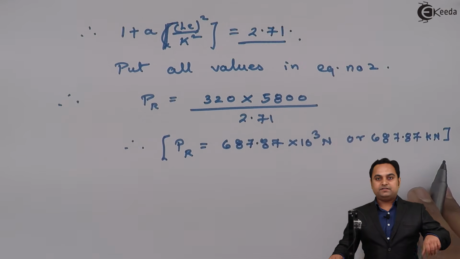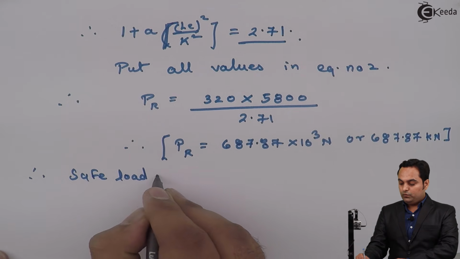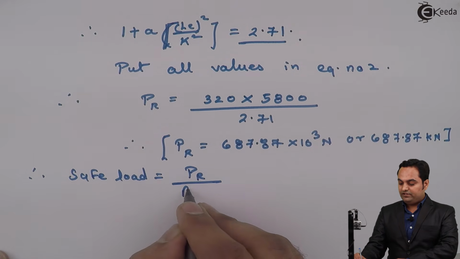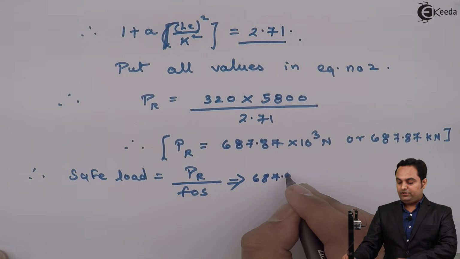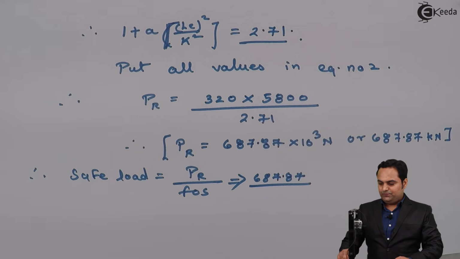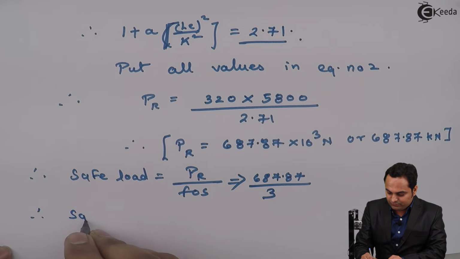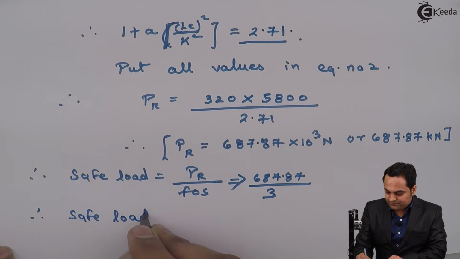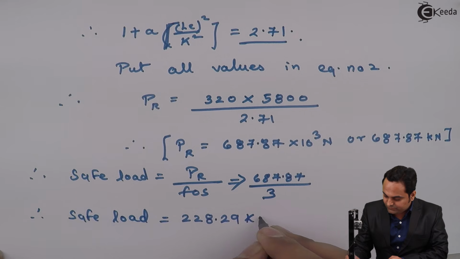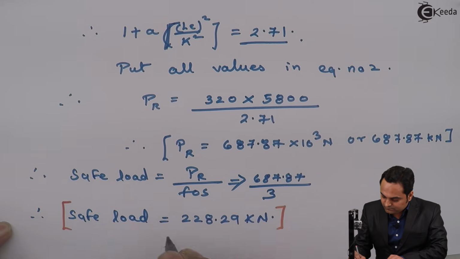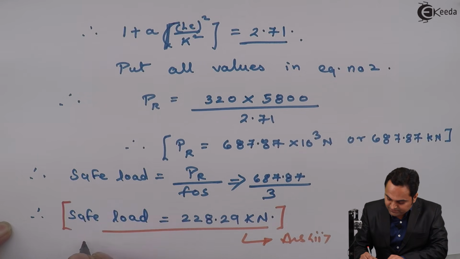Now after getting the Rankine's crippling load, I can say that therefore safe load will be Rankine's crippling load divided by factor of safety. So it is 687.87. So now putting the values here, factor of safety was given as 3. So therefore safe load comes out to be 228.29 kilonewton. This is our second answer, that is P suffix safe.